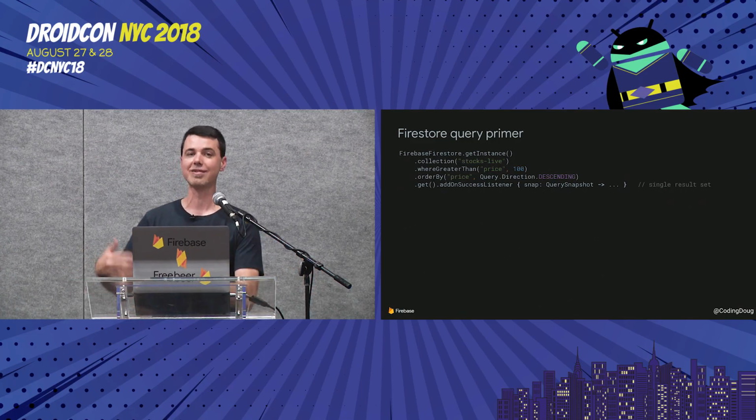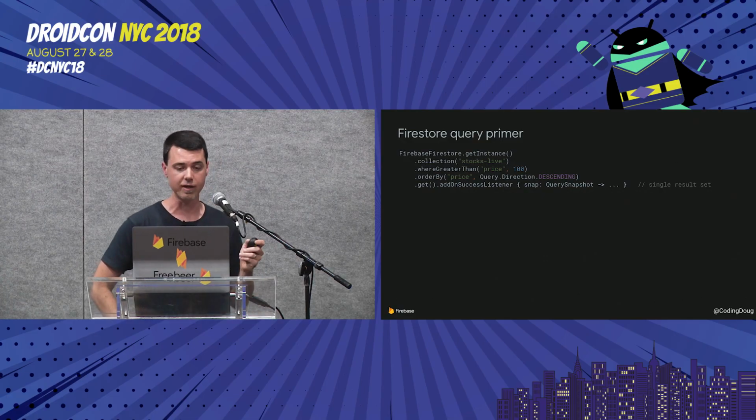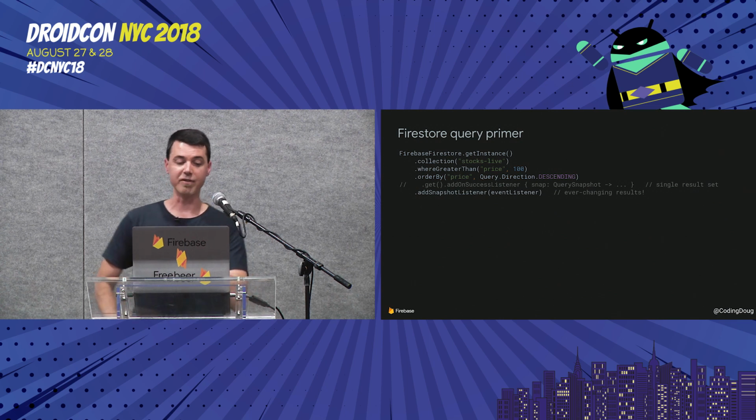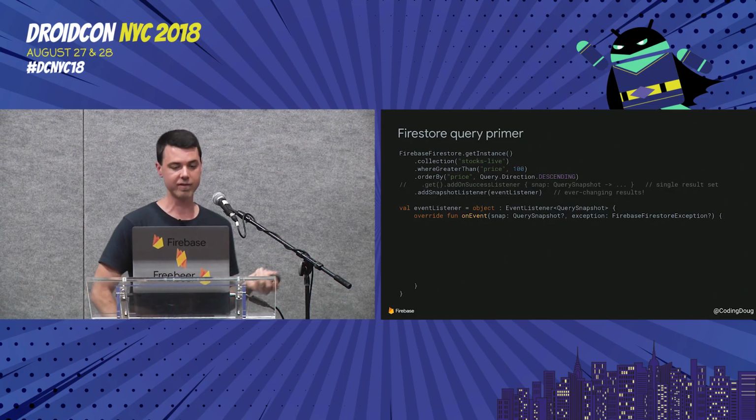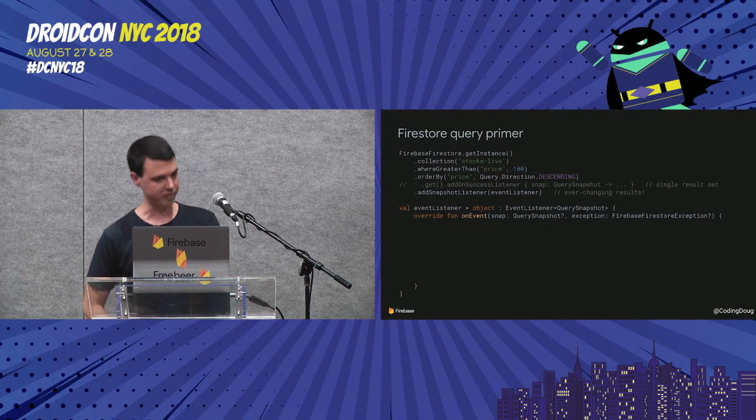If you want to constantly be reminded of updates to the search results, what you'll do instead is add a snapshot listener on that query. And that query, you'll pass it an event listener. And that event listener is going to look something like this. So you implement an object that implements the event listener interface. You want to receive query snapshot results. And in your on event, you have to deal with a query snapshot or an exception.